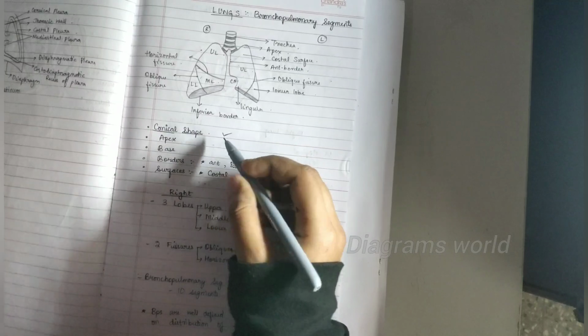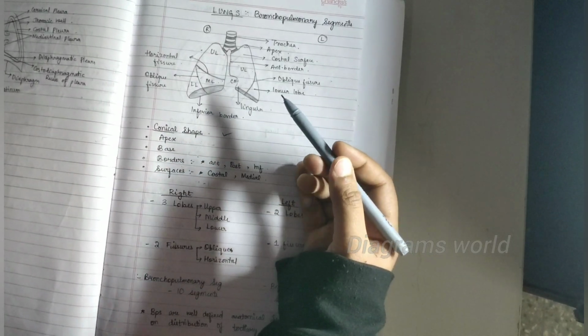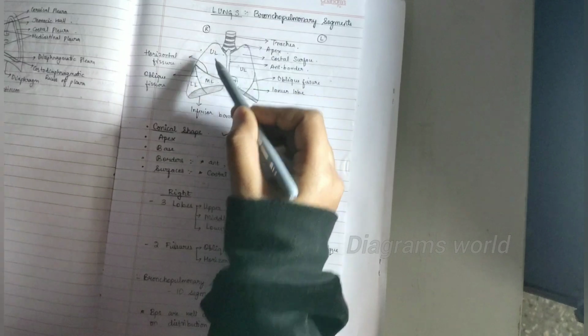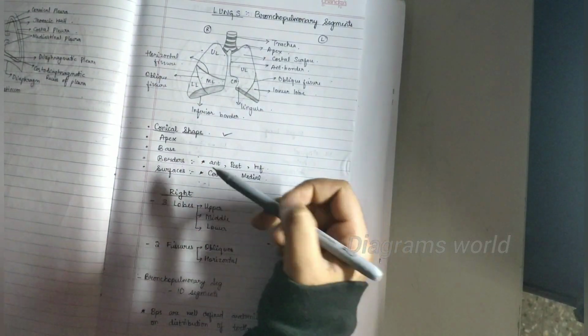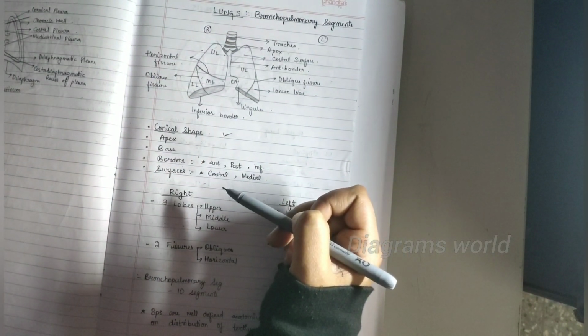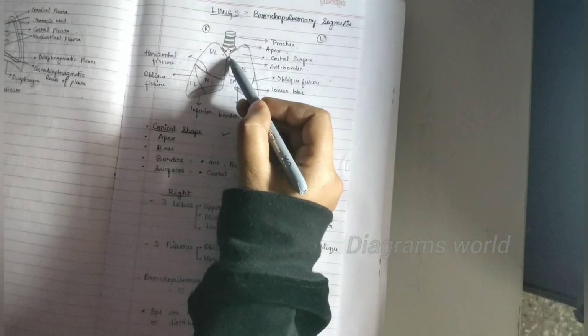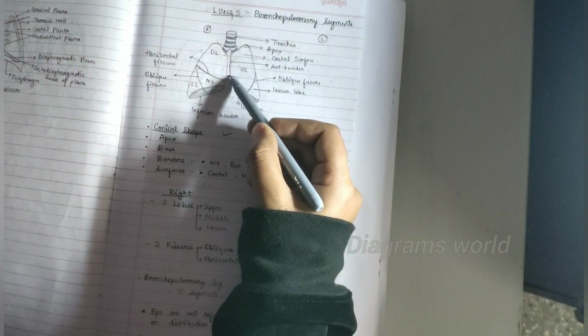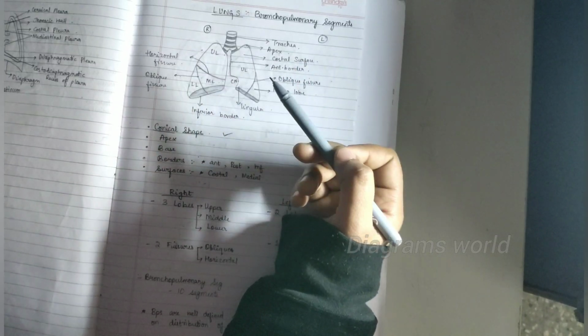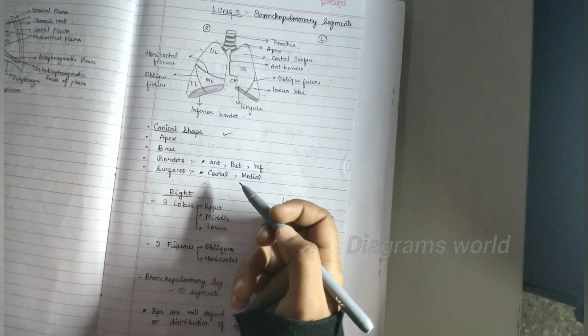In today's video we will be seeing what are bronchopulmonary segments. Before knowing about these segments, let's have a look at some simple basics of the lung. As we all know, we have two lungs, right and left. Both are of conical shape and have an apex and a base. This is the apex and this is the base of the lungs, and we have three borders: anterior, posterior and inferior. This is the inferior border, this is the anterior border. In the anterior border of our left lung we have the cardiac notch, and we have surfaces, costal and medial.